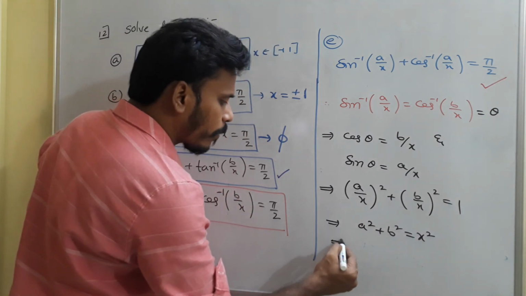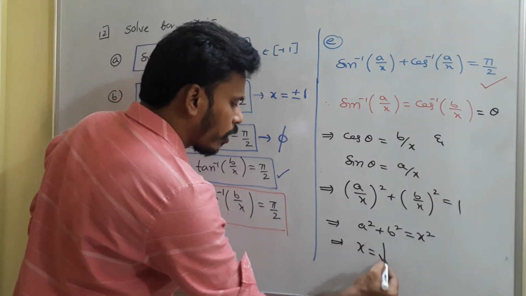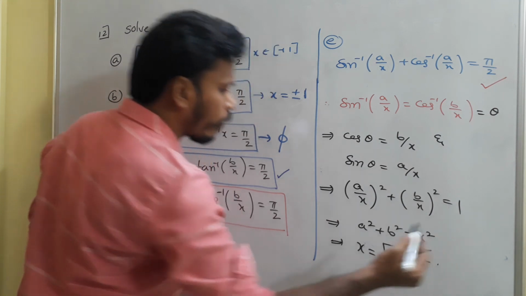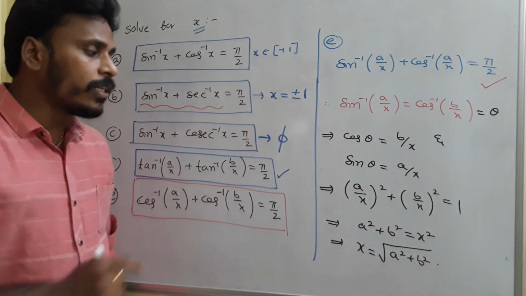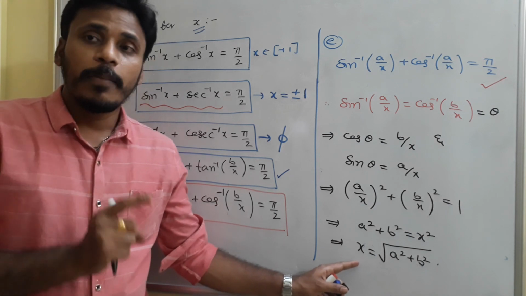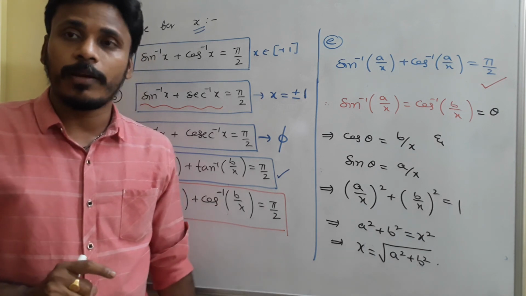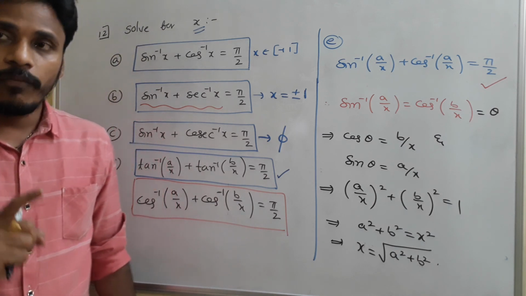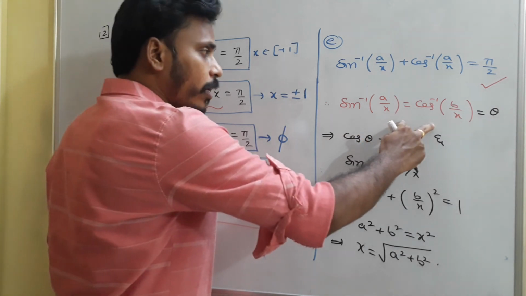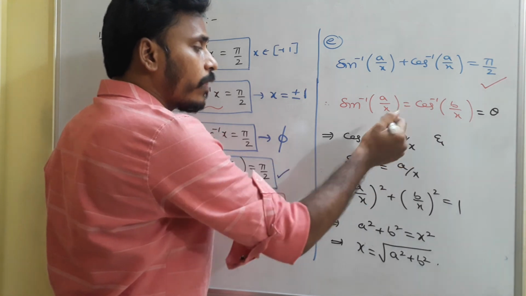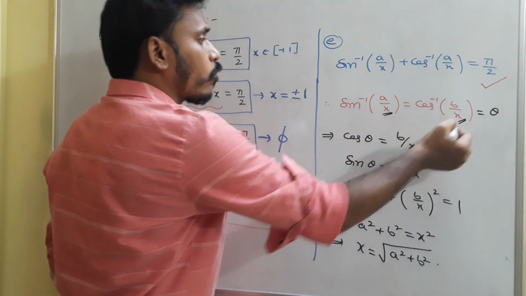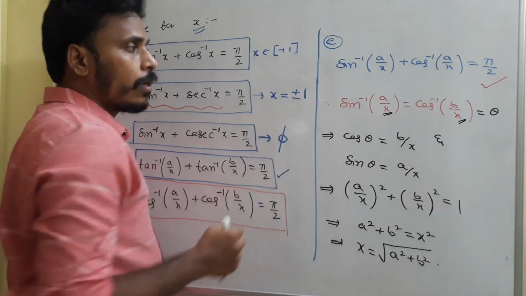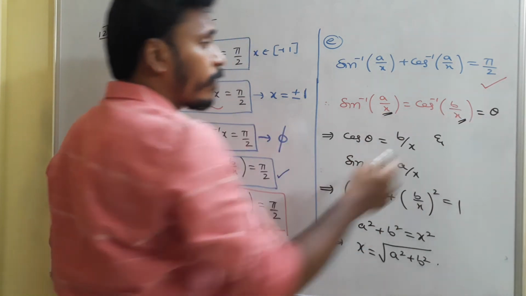So since a square plus b square is equal to x square, you will write that x is equal to root of a square plus b square. Actually here you will get two values for x, plus or minus root of a square plus b square. But we need to consider only the positive value. Why? Because since these two are equal, the angle should be in the first quadrant, the common region for those two.